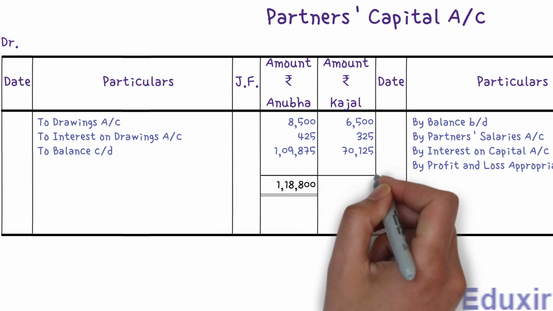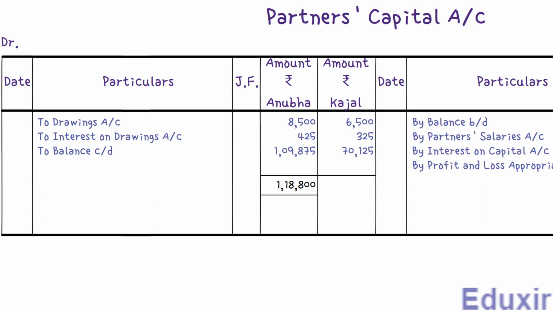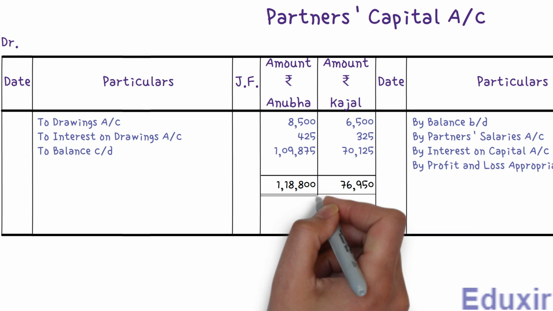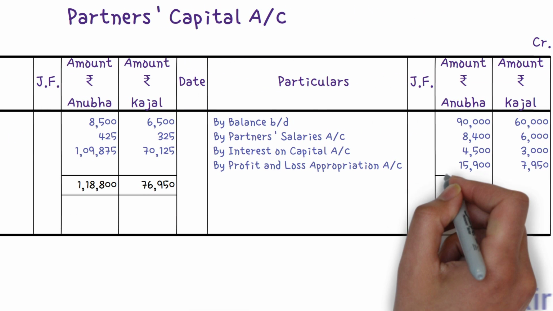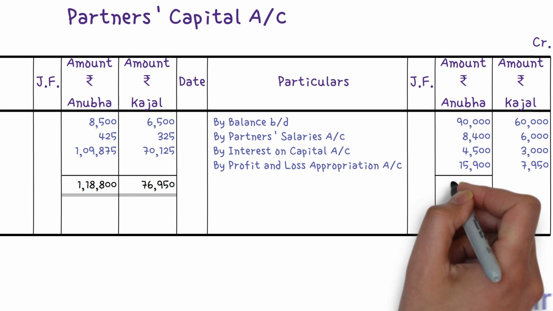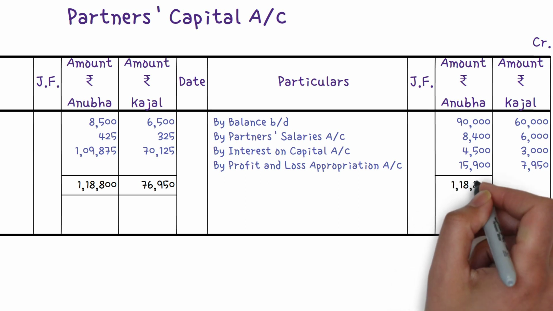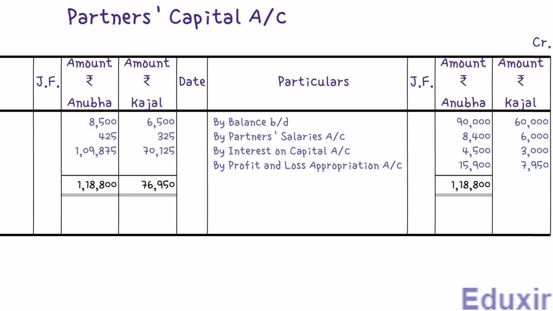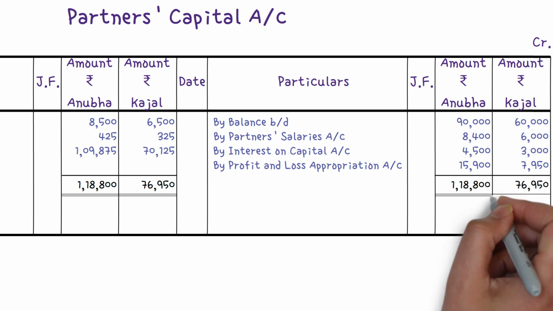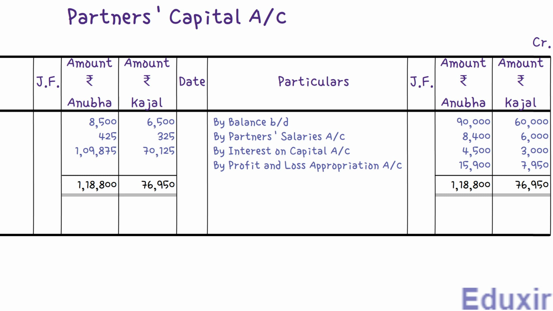Similarly, the total on the debit side of the partner's capital account for the partner Kajal is 76,950 rupees. Similarly, the total on the credit side of the partner's capital account for the partner Anubha is 1,18,800 rupees. Similarly, the total on the credit side for the partner Kajal is 76,950 rupees. So now the partner's capital account is balanced. With that, we have come to the end of this problem.